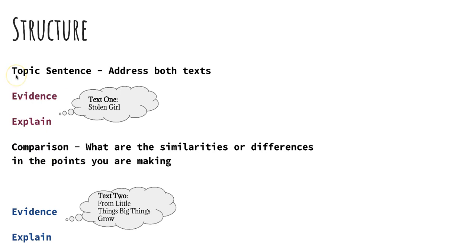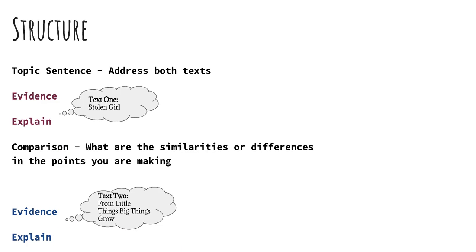But here what we've got is topic sentence, all right, which needs to look at both texts. So it needs to look at Stolen Girl and From Little Things Big Things Grow. You've got evidence, explain, then you've got to compare. All right, what have I said here? How can I compare this to what I'm going to say down here? So then you repeat evidence, which is your quote, and explain, okay? And then another linking sentence.